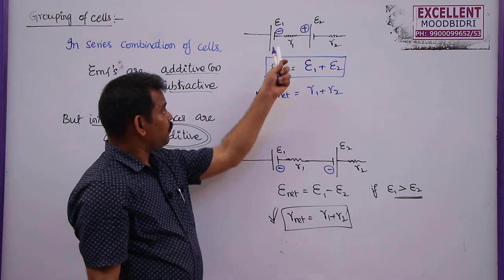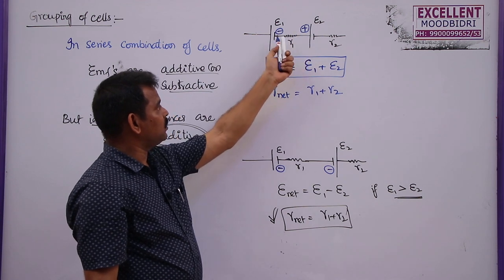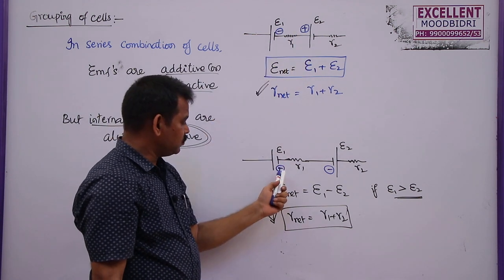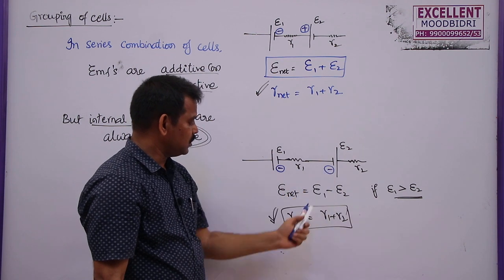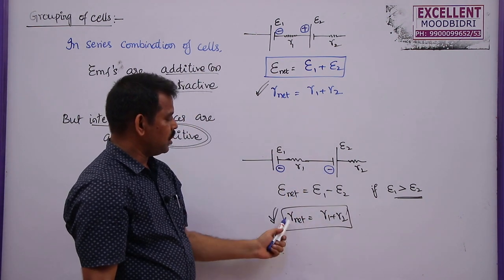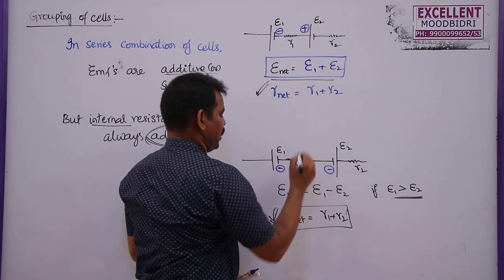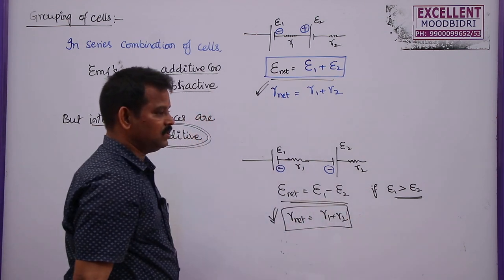Even though the positive terminal of the second cell is connected to the negative terminal of the first cell, or the negative terminal of this one is connected to the negative terminal of the second cell, R net remains as R1 plus R2 only. But in this formula, the net EMF will change.